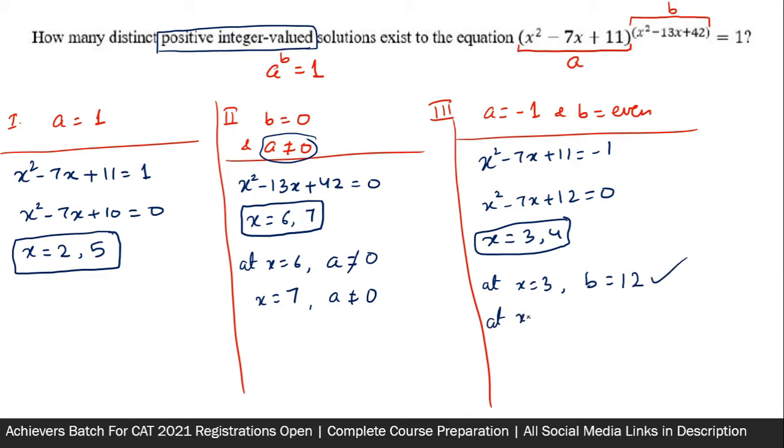And at x equal to 4, we are going to get B equal to 6. So at x equal to 4, we are getting B equal to 6, again even, so we can approve of it. So again, 2 values are sufficing in the third case.